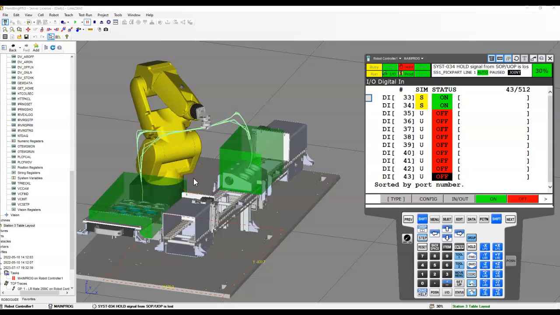Robotics Lab 3C preparation video demonstration. In this video, we are going to explore the uses of world zones for a Fanuc robot.